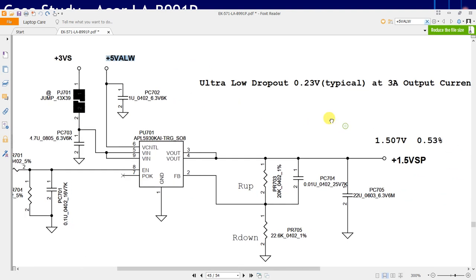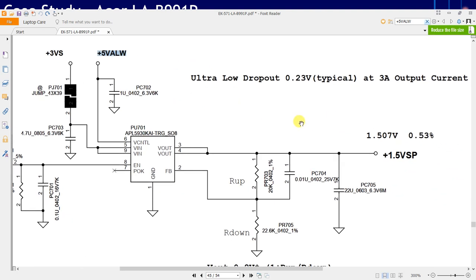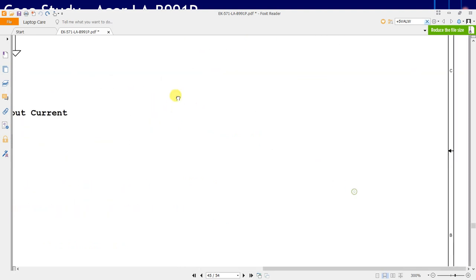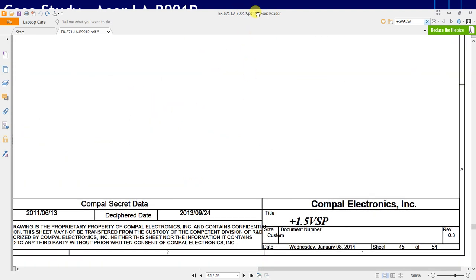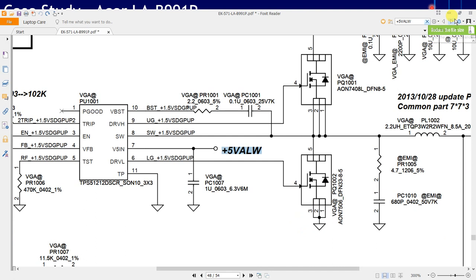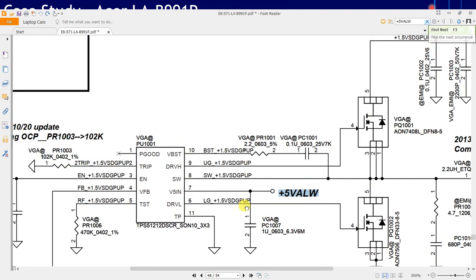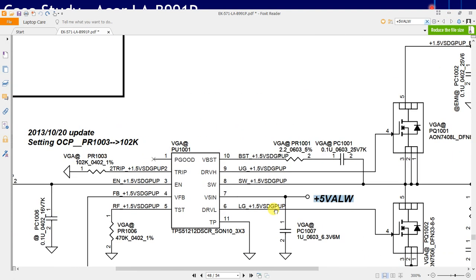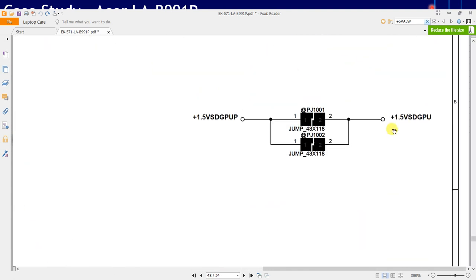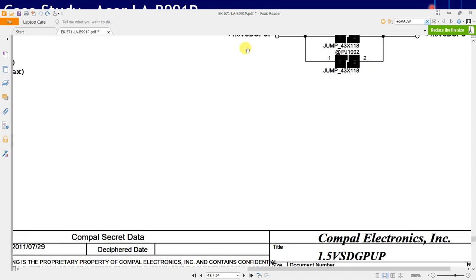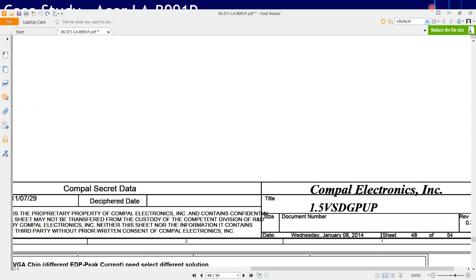Then this particular section, PU701, is the 1.5 volt VSP voltage. This particular section is the TPS5121D IC, that is for supply 1.5 volt VSDG PUP.